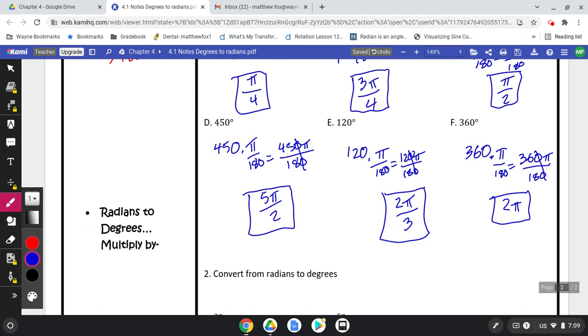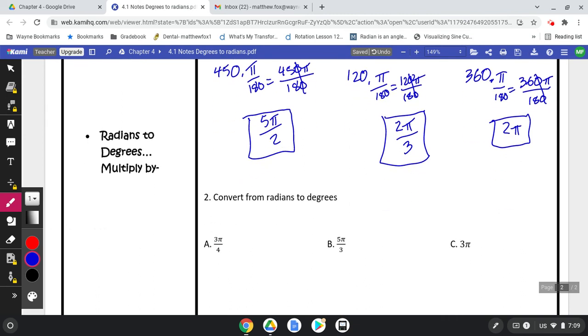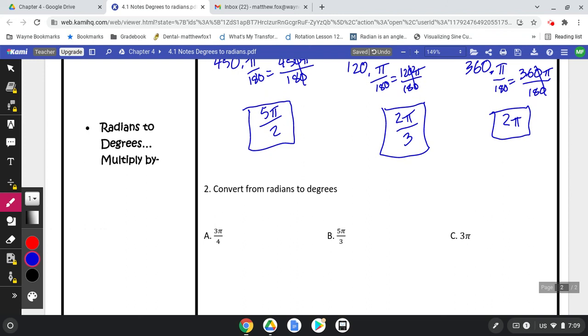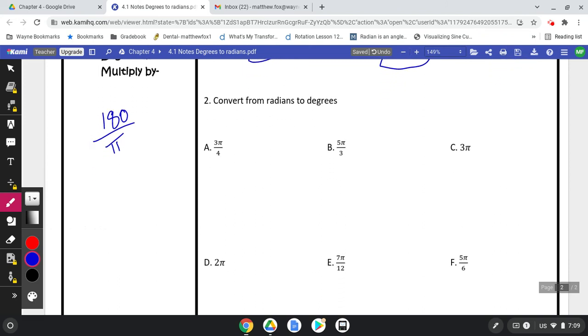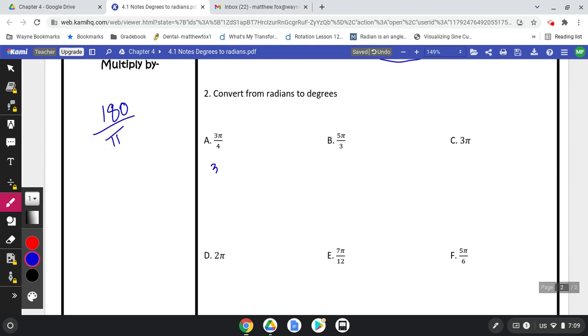All right, now our next one here, radians to degrees. Okay, we want to multiply by 180 divided by pi if that's the case. We're going the opposite way, so we just flip those, 180 over pi. So from radians to degrees, we have 3 pi over 4 times 180 over pi.